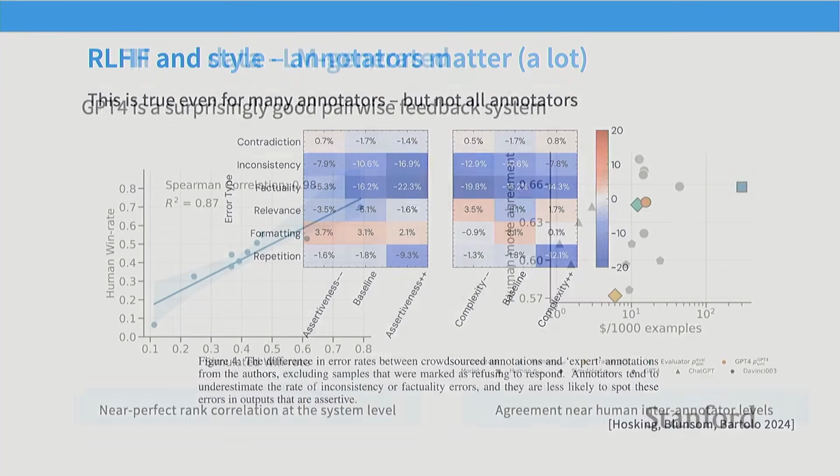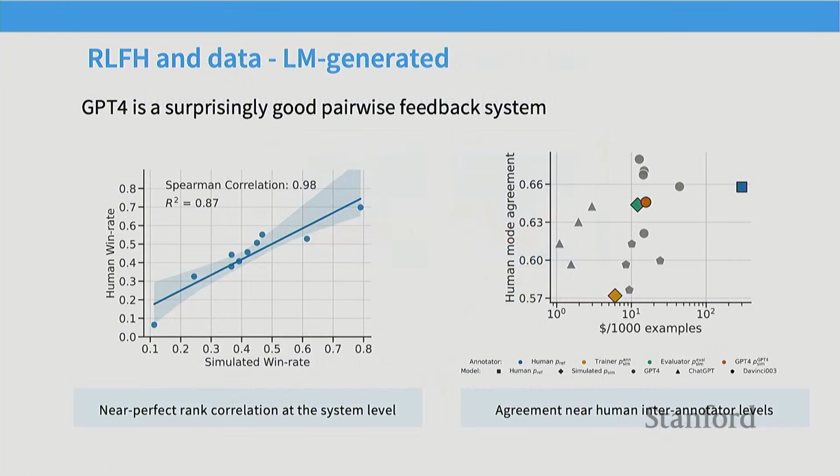And so increasingly, people have turned to, as with the instruction tuning phase, AI feedback or LM-generated feedback. There have been many works, including some of our own, that have shown that if you try to get pairwise feedback from GPT-4, there is very strong agreement between GPT-4's estimated win rates of models or responses, and the human estimated ones on the y-axis.